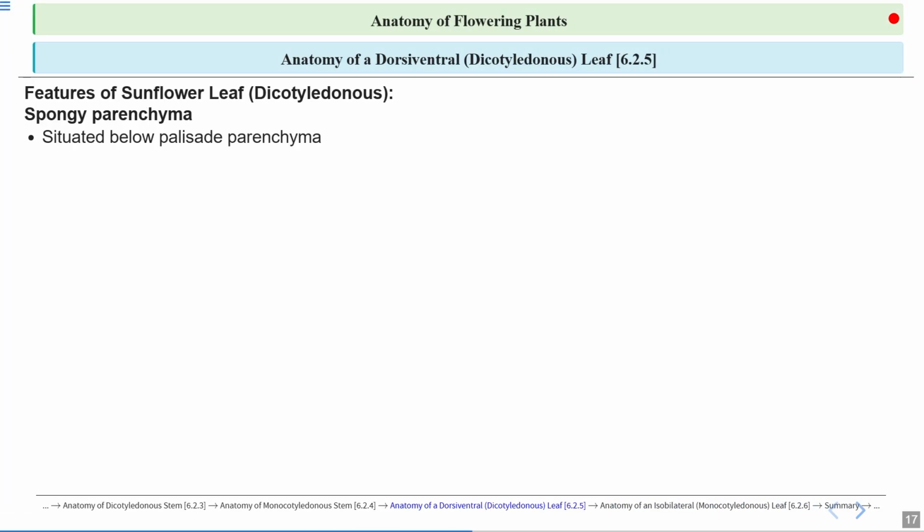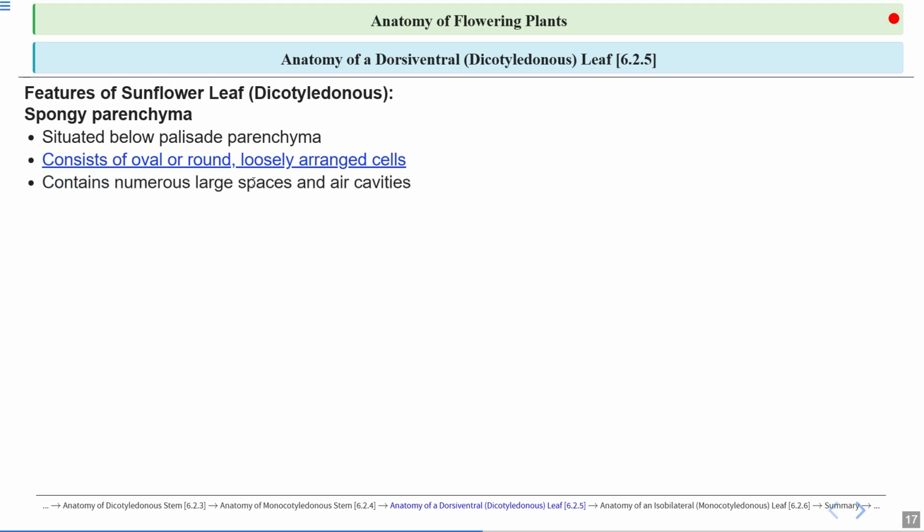Spongy parenchyma is situated below the palisade parenchyma. They are confined mostly to the lower surface. They consist of oval or round shape, loosely arranged cells. And due to the loose arrangement of the cells, they are having intercellular spaces. They contain numerous large spaces and air cavities in between the cells.